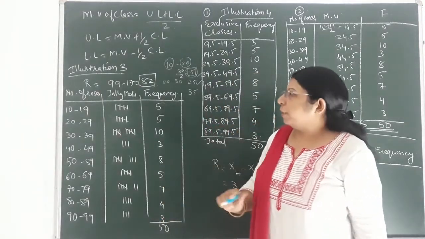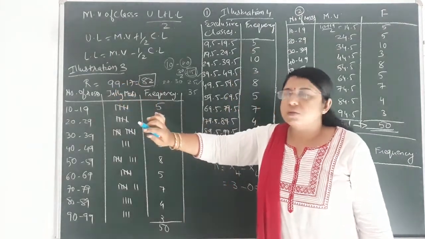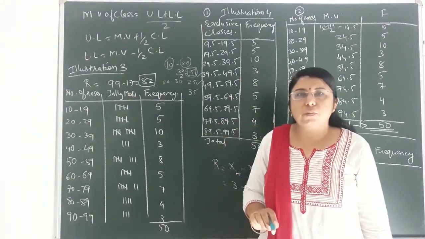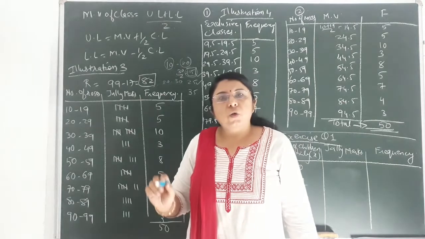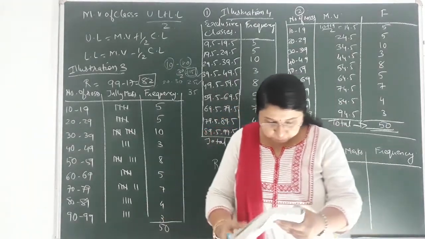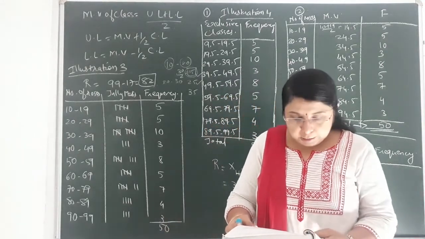So these formulas you have to remember while finding the mid value if you want to find the upper limit or lower limit. Now, in the last video lecture we had done 2 illustrations. Today I am going to explain illustration number 3 and illustration number 4 of your textbook. While I am reading the question, you also refer to the textbook. Illustration number 3 is on page number 21 of your textbook.